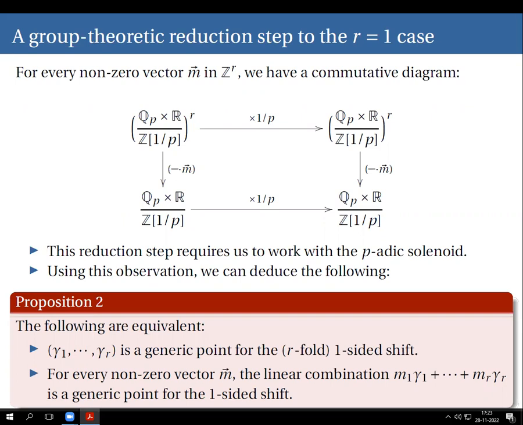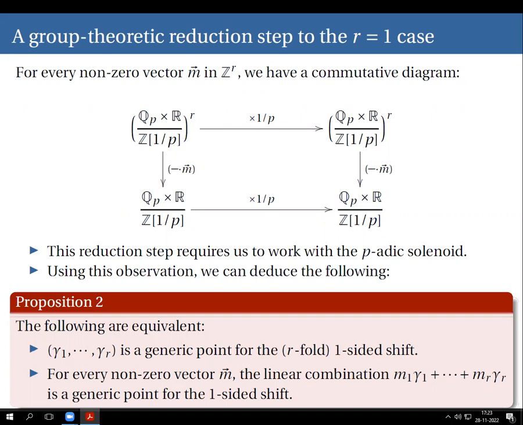So if you have a vector in Z to the r, if you have this r-fold product, you can project it down and get an element in this one. Just this is one copy, and then in this one copy, you can look at the Bernoulli shift, which is this multiplication by 1 over p. But taking the dot product and multiplying by 1 over p is the same as multiplying by 1 over p and taking the dot product. So this diagram commutes. And so basically what we show is that if you have a generic point here, then it projects onto a generic point here, but the converse is also true.